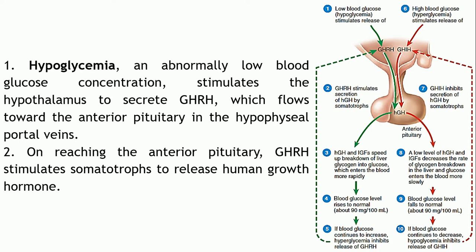Okay. Say for example, when the glucose levels are low, that condition is known as hypoglycemia, abnormally low blood glucose levels. This will stimulate the hypothalamus to secrete the growth hormone releasing hormone. So, low levels of blood glucose stimulate the hypothalamus to release the GHRH. Once this hormone reaches the anterior pituitary, it will stimulate the release of the human growth hormone. Green indicates the stimulation. Okay, so here it is stimulating the release of human growth hormone.